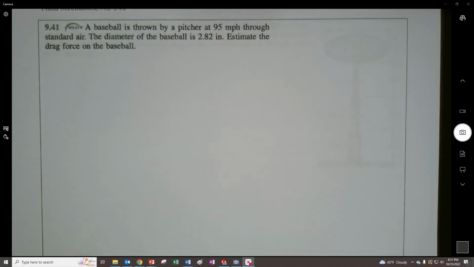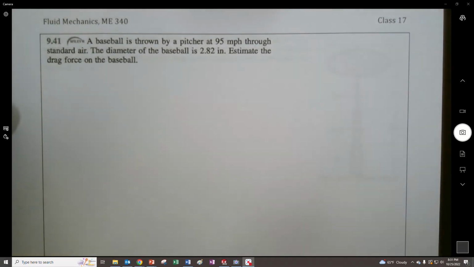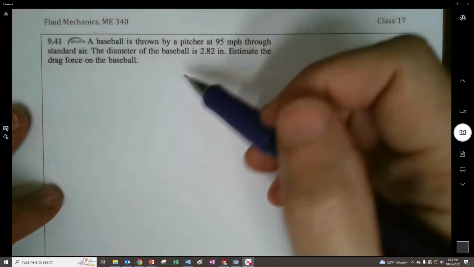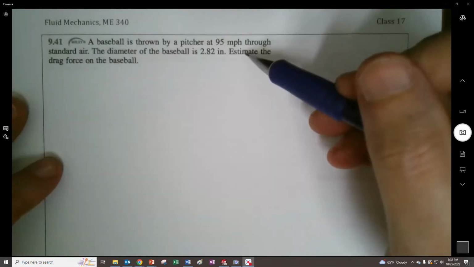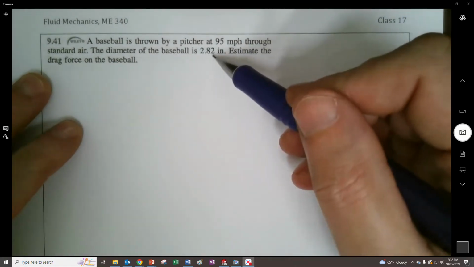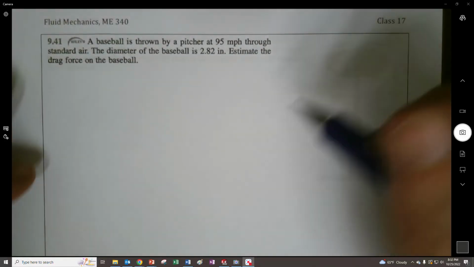Okay, so here's another example of drag in class 17. I think this is video 5. We have a baseball that's thrown by a pitcher at 95 miles per hour through standard air. The diameter of the baseball is 2.82 inches. We want to estimate the drag force on the baseball.